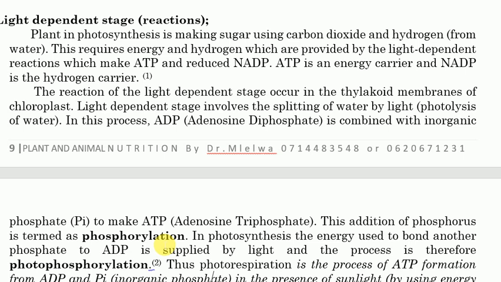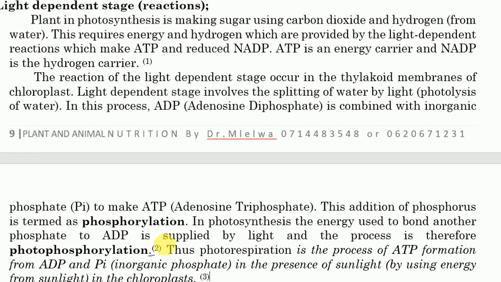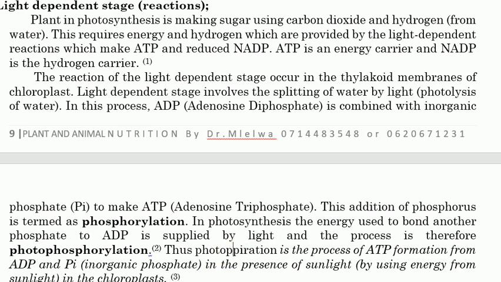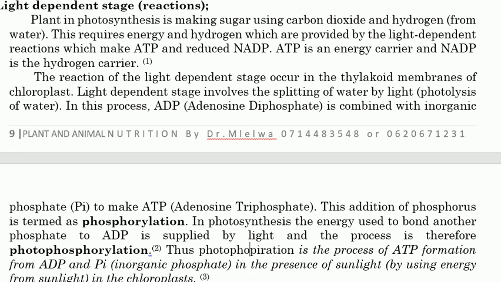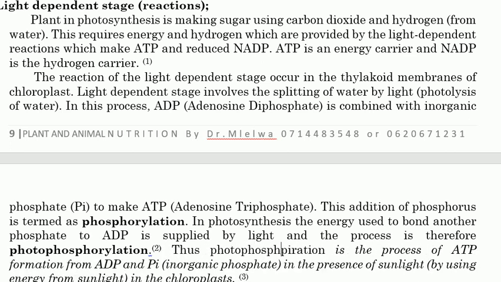Thus, this is not photorespiration. This is photophosphorylation.